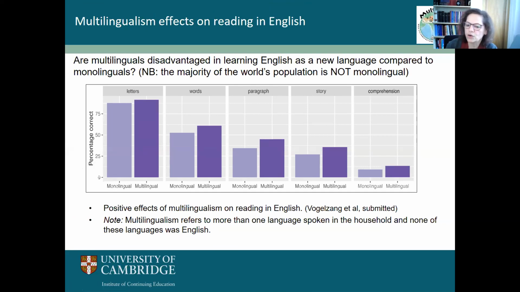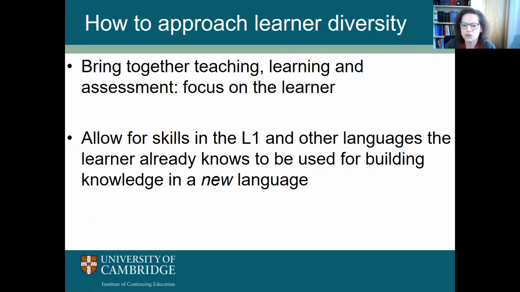But before I leave this case study, I just want to say that the multilingual children in our group were actually better than the monolingual children in all aspects of reading development. So being monolingual does not give you an advantage in second language learning. Being multilingual gives you an advantage in learning a new language, in this case, English. So the question is how to approach learner diversity. How can we approach it?